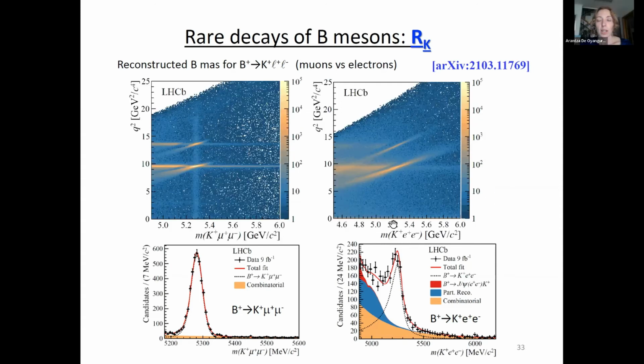So you can see here the difference, for instance, between reconstructing the muons and reconstructing the electrons. You can see how much dilution, or how much background, you have. Here you can see very clearly the mass when you project, the mass of the B. And here it is much more diffuse. It's much more complicated. You have much more background.